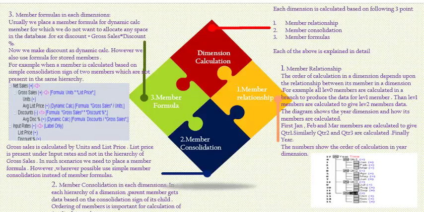Member consolidation in each dimension. In each hierarchy of a dimension, the parent member gets data based on the consolidation sign of its child. Ordering of members is important for calculation of divide or percentage of a member.